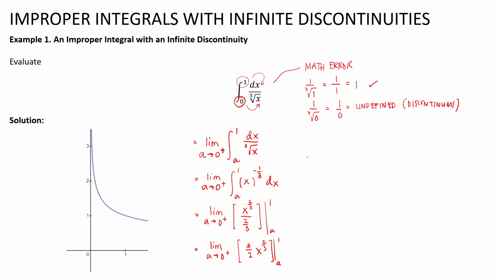So the limits of integration first. This will give you the limit as a approaches the right hand side of 0 of 3 halves, 1 to the power of 2/3, and then minus 3 halves, a raised to 2/3. So evaluating the limit now on the right hand side.